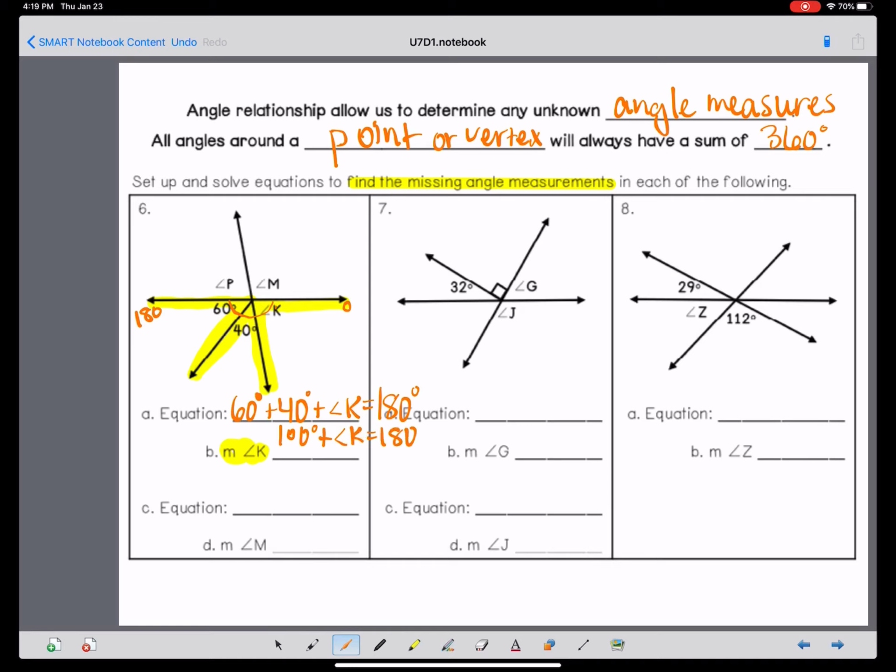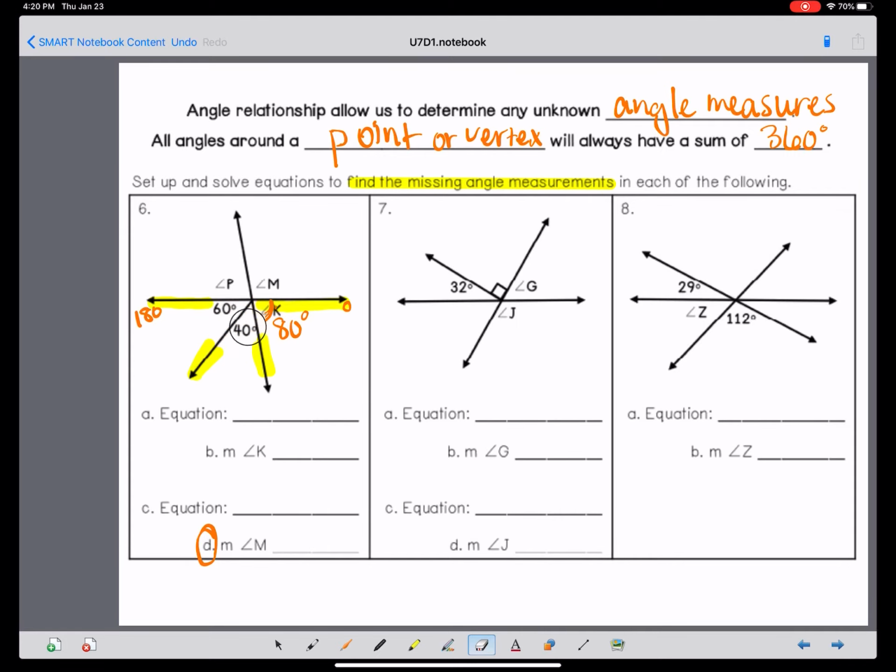Let's solve for K. I need to subtract 100 degrees on both sides, and I'm left with the angle of K is equal to 80 degrees. So that's our answer for part B. 80 degrees right here is what our measurement of angle K is going to be. All right, on part D, we need to find the measurement of angle M. Oh, this one is interesting. I'm going to go ahead and erase this just so I have more room to work with.